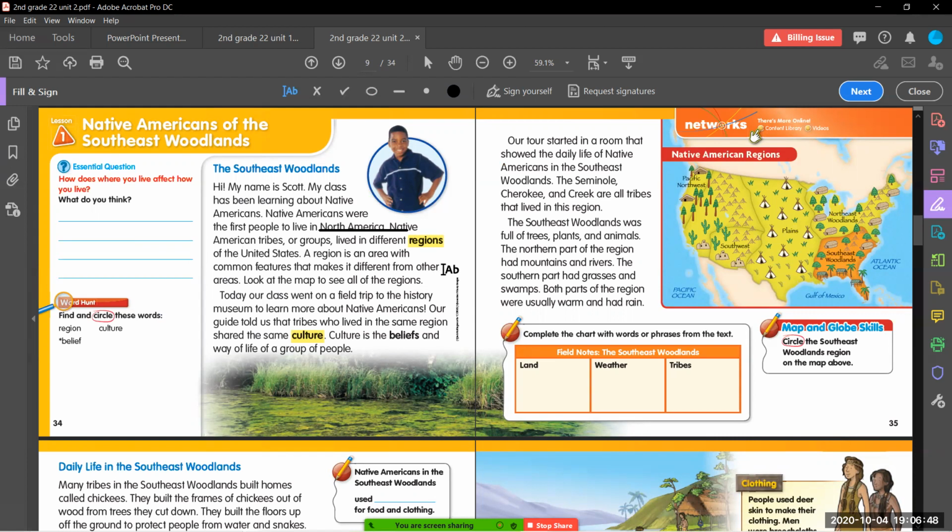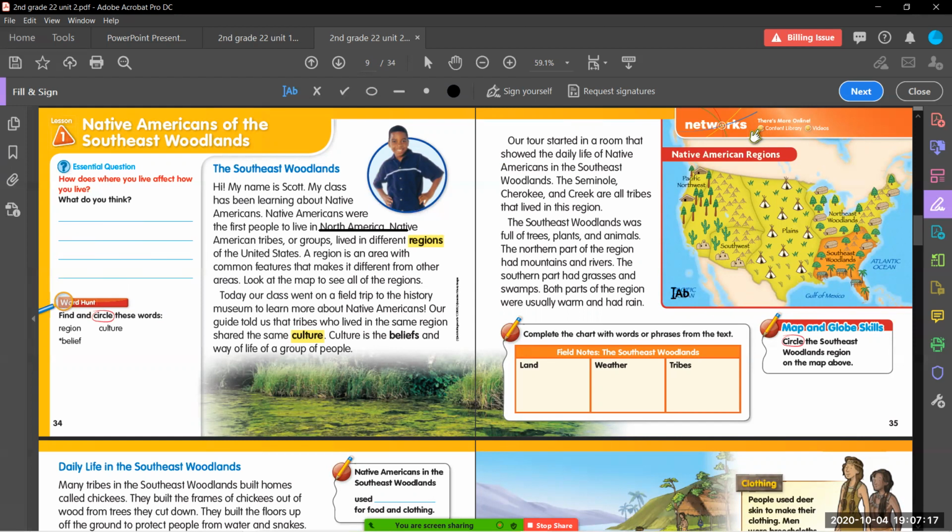Today, our class went on a field trip to the History Museum to learn more about the Native Americans. Our guide told us that the tribes who lived in the same region shared the same culture. Culture is the beliefs and way of life of a group of people. So all of these words we've already read through in this area, go ahead and circle them. Make sure you have this question answered with a complete sentence. Let's go on to page 35.